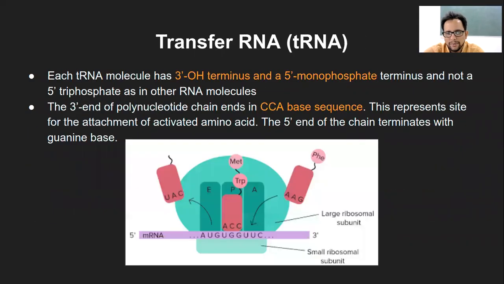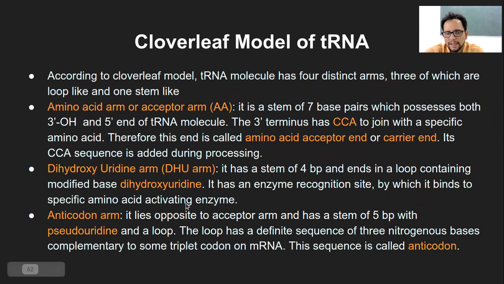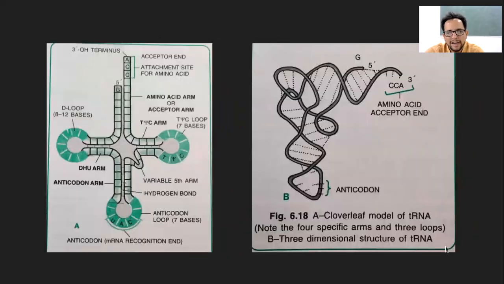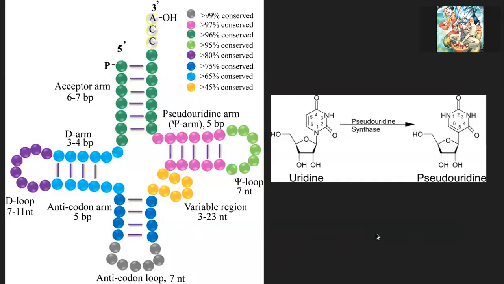Okay, so that is the anticodon arm, which has 5 base pairs in this stem, with pseudouridine, and it has a loop with the 3 nitrogenous bases specific to a particular amino acid, and it is called the anticodon.